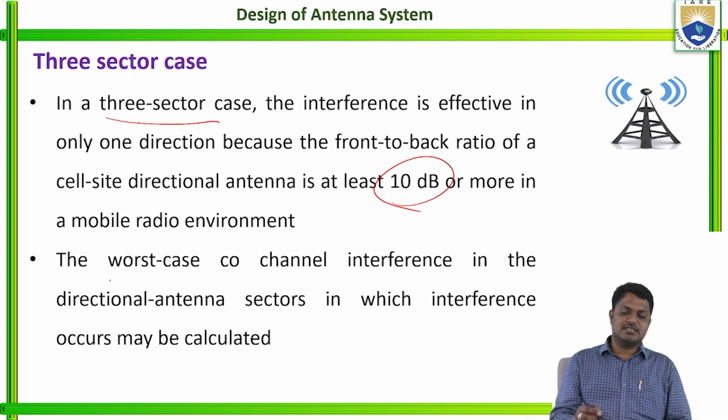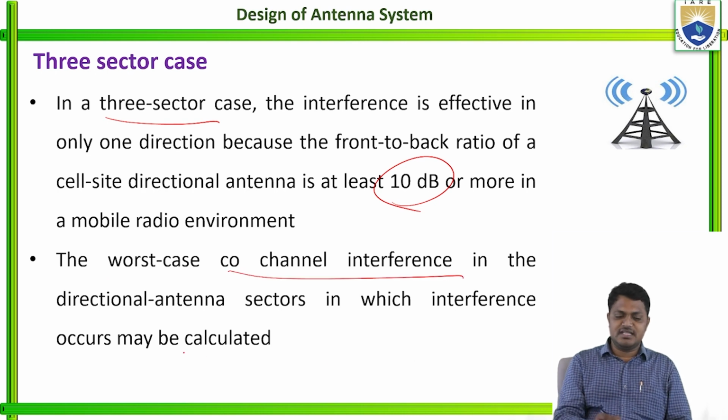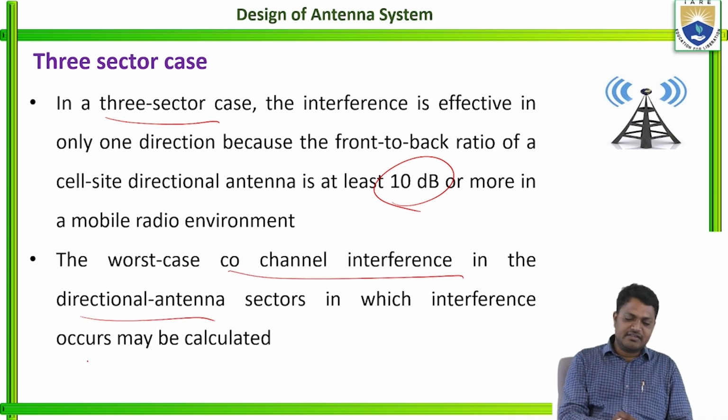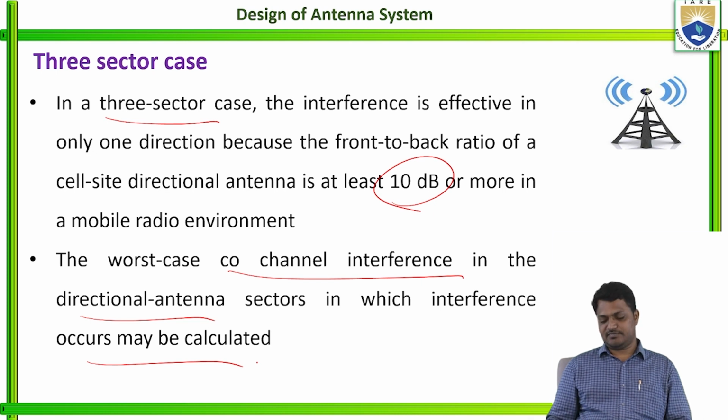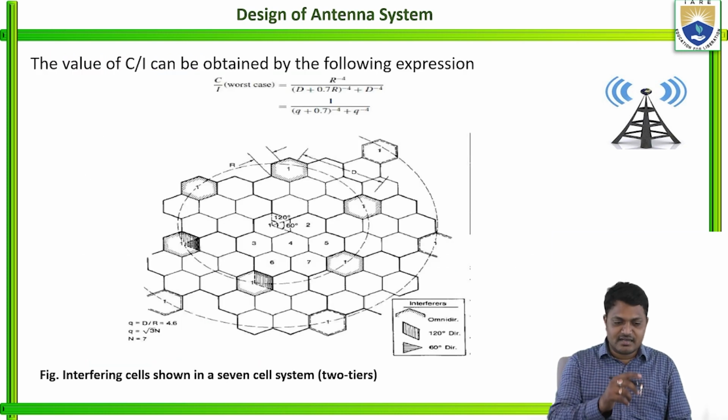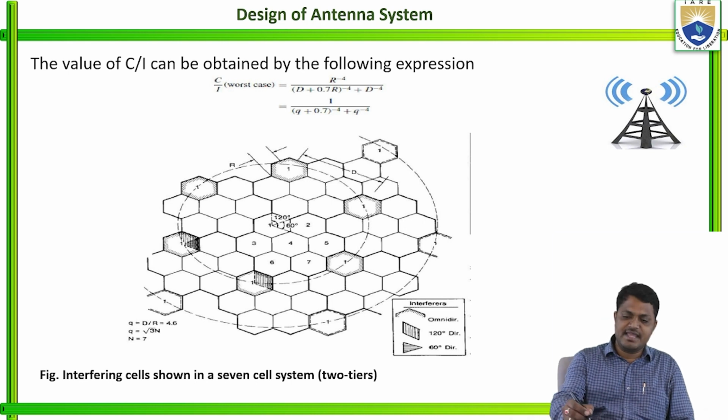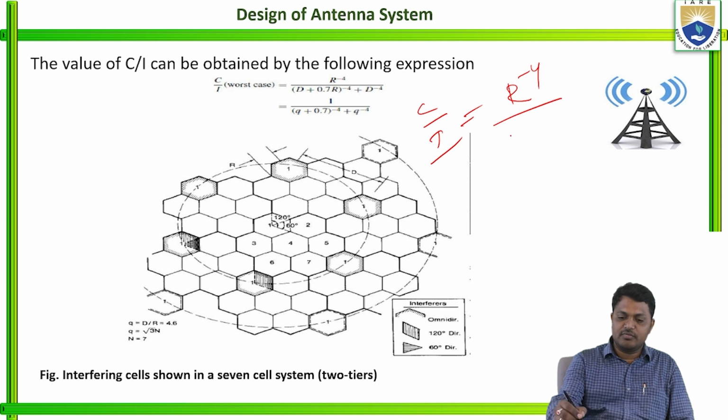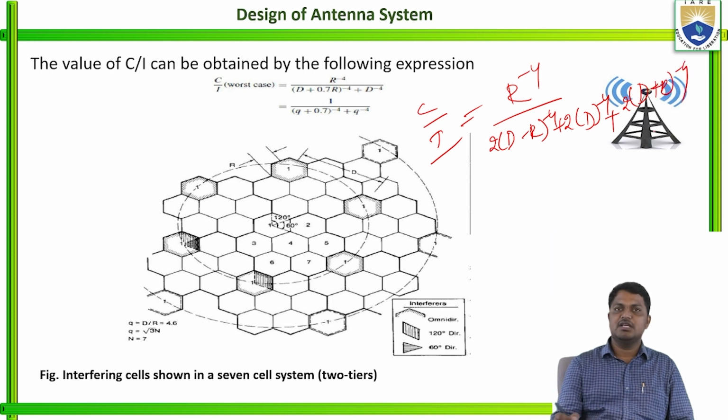So in the worst case, the co-channel interference in the directional antenna sector may be calculated here. How to calculate? See here, the value of C by I can be obtained by the following expression. Already we know C by I is equal to R power minus 4 by 2 of (D minus R) power minus 4 plus 2 of D power minus 4 plus 2 of (D plus R) power minus 4.